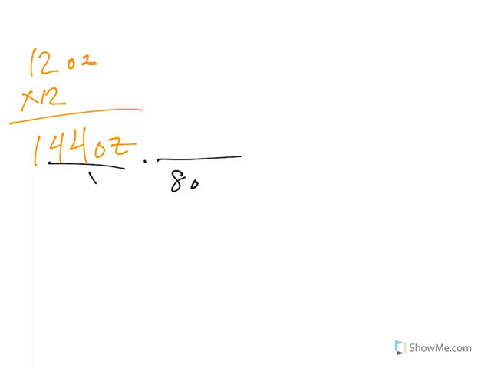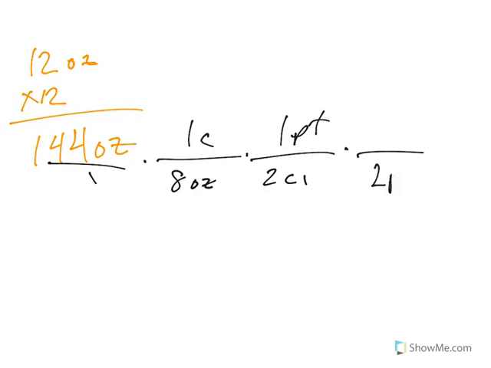Now, the other way to do this is to say 12 ounces times 12 cans. I have 144 ounces. And then you could do dimensional analysis to say there are 8 ounces in 1 cup, 2 cups in 1 pint, 2 pints in a quart, and 4 quarts in 1 gallon. And you could do dimensional analysis from there. I think the other way is a little easier, but I like to give you options.